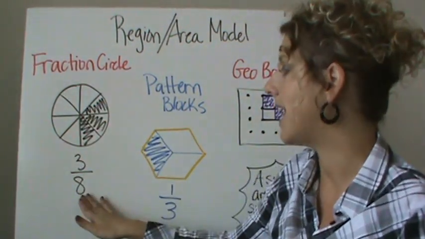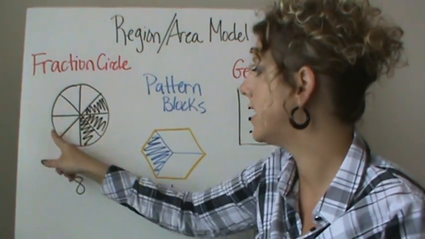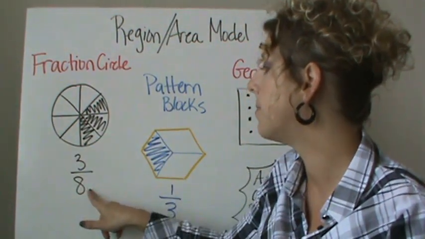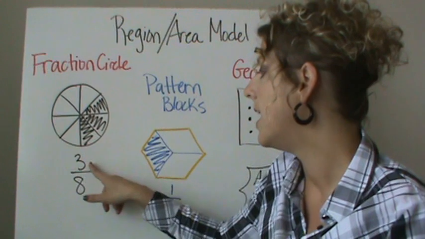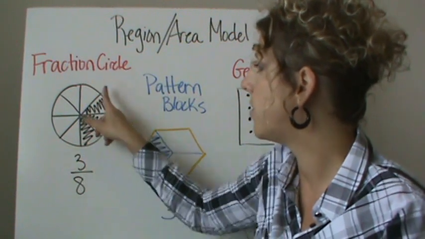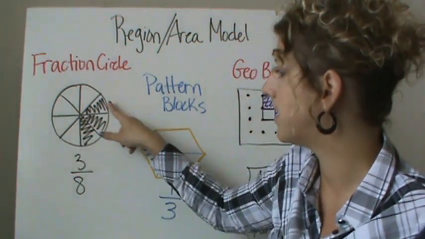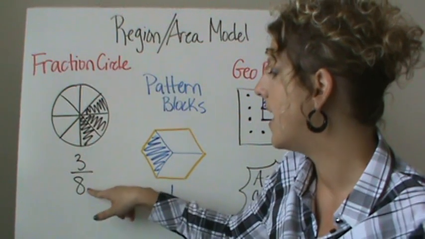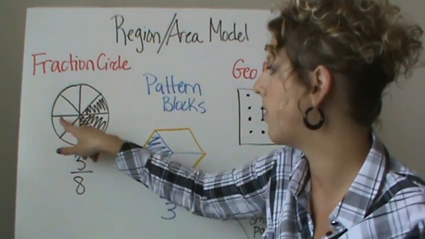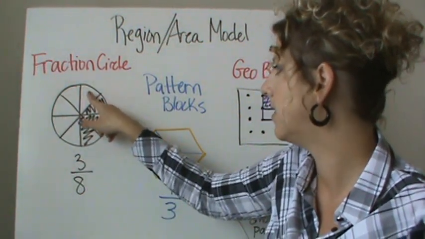So I've chosen eighths. I've drawn this in eighths. There are 8 parts total, and I've shaded in 3. So this fraction circle represents 3/8. 1, 2, 3, 4, 5, 6, 7, 8.